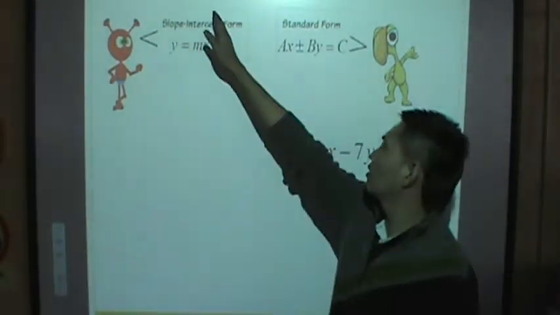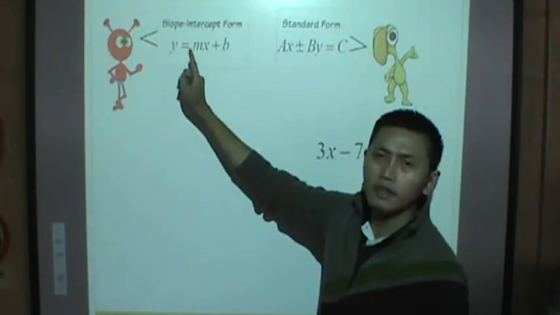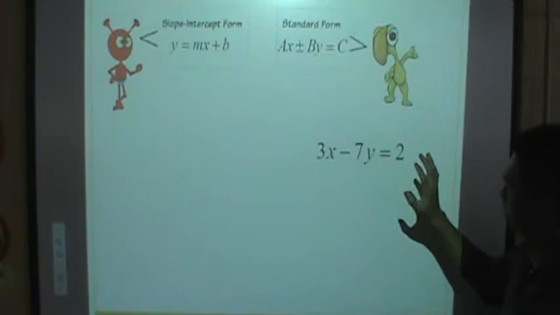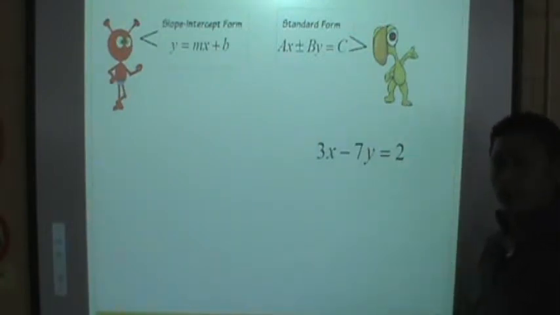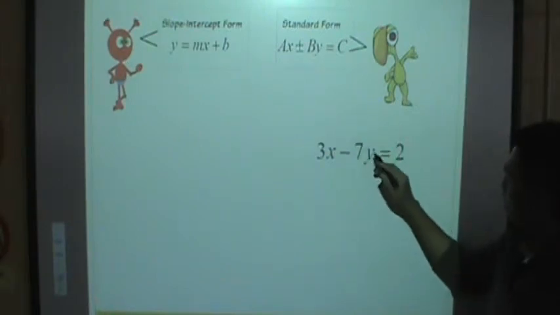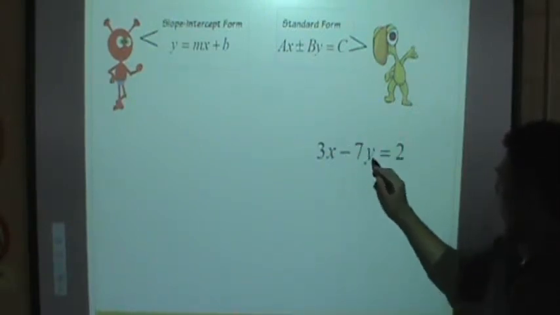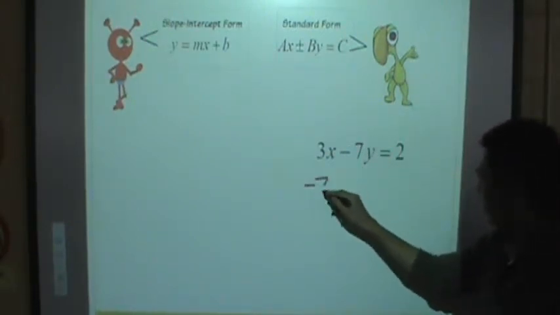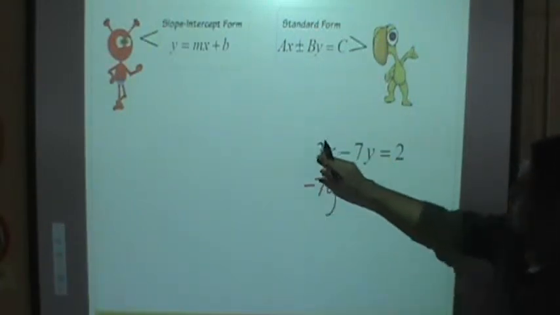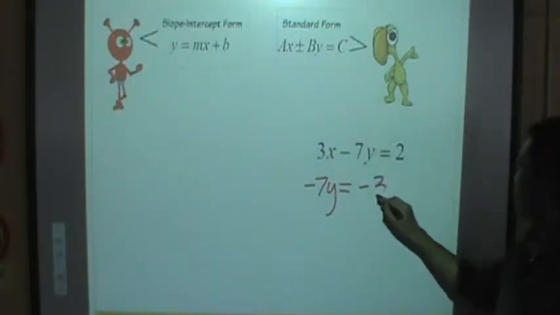Now, according to the slope-intercept form, your y is alone. So we need to isolate y here. We need to have y alone on the left side. Now, if we want to have that negative 7y, let's start with negative 7y. We want it alone on the left side. That means we have to move that negative 3x over, and it becomes positive 3x.